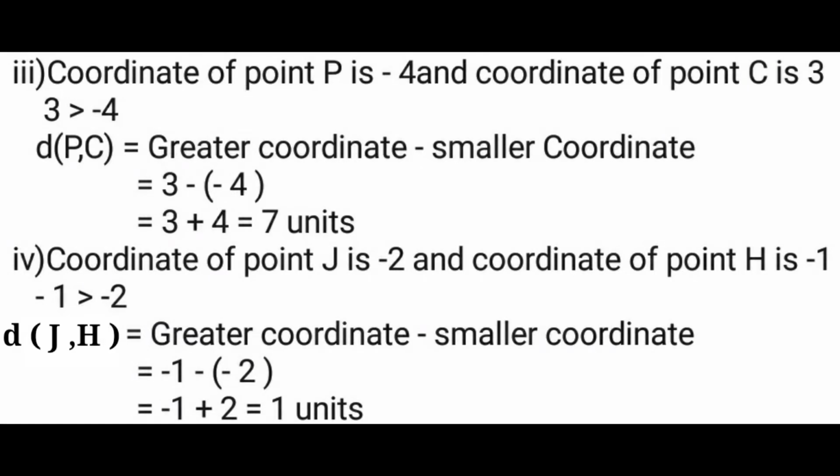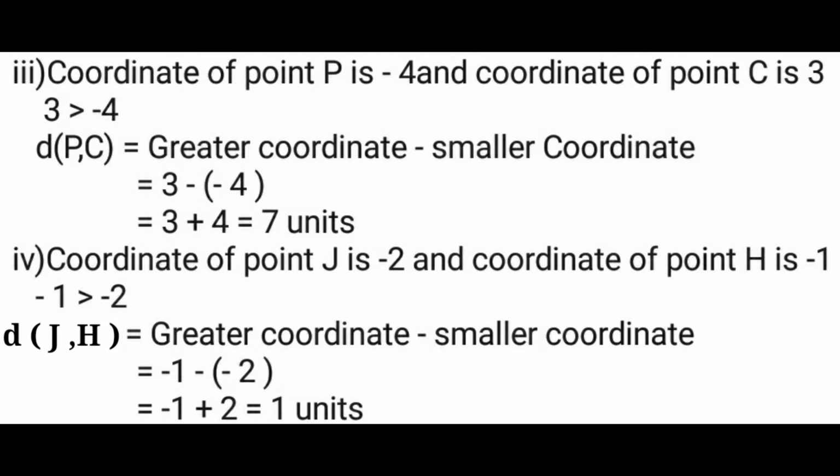Sub question number 3. Find distance PC. Coordinate of point P is minus 4. Coordinate of point C is 3. So which one is the greater coordinate? 3 is greater coordinate, minus 4 is smaller coordinate. So what will I get? Distance PC is equal to greater coordinate minus smaller coordinate, that is 3 minus minus 4, that is 3 plus 4, that is equal to 7 units.